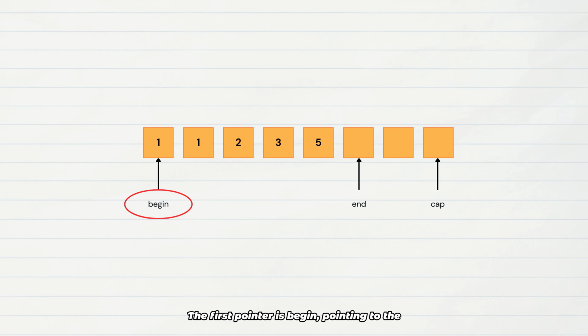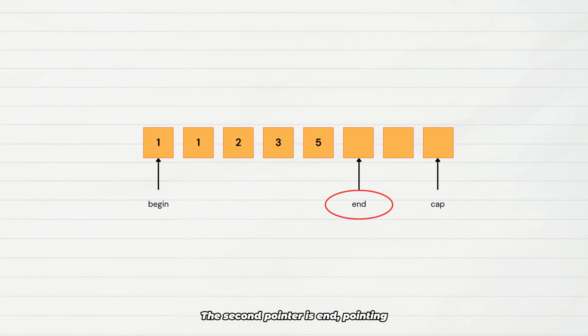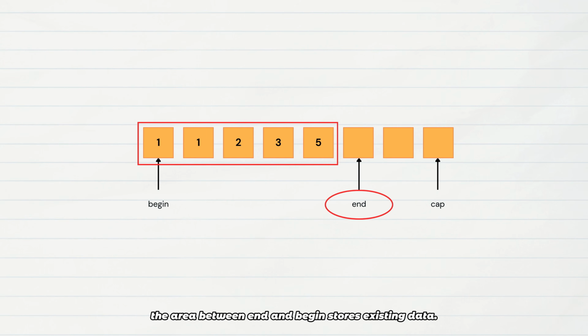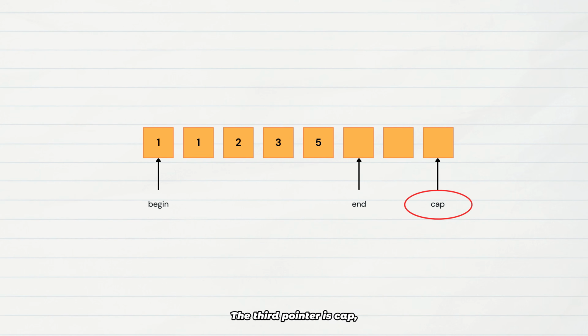The first pointer is begin, pointing to the start position of the vector data, that is, the address of the first element. The second pointer is end, pointing to the end of the used elements. Note that it is used, not the end of the capacity. That is to say, the area between begin and end stores existing data. The third pointer is cap. Some compilers call it end cap, pointing to the end of the vector capacity, that is, the position next to the last byte of the currently allocated memory.